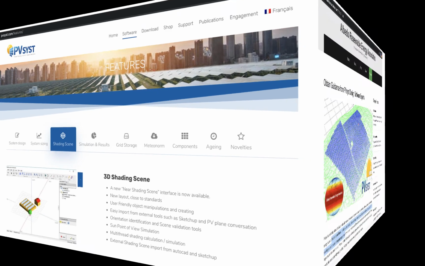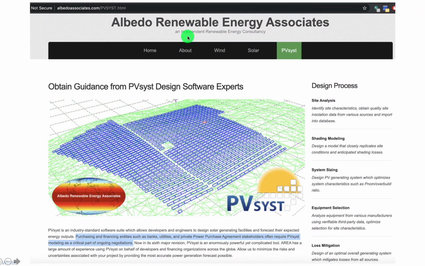Even if you came up with software that was better than PVSyst, it would be very difficult to get people to use your software. Here's an independent company called Albedo. Remember, that means reflection. And what they're doing is they're doing PVSyst for you because it can be difficult to use. So there's different companies that you can hire to do the PVSyst analysis. And as I was saying, purchasing and financing entities such as banks, utilities, and private power purchase agreement stakeholders often require PVSyst modeling as a critical part of ongoing negotiations.